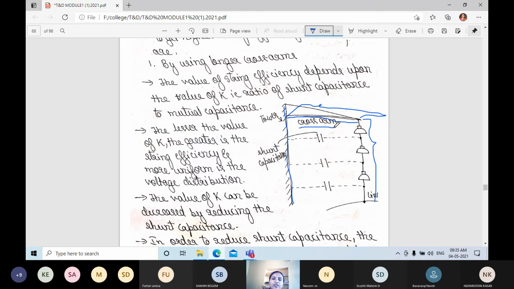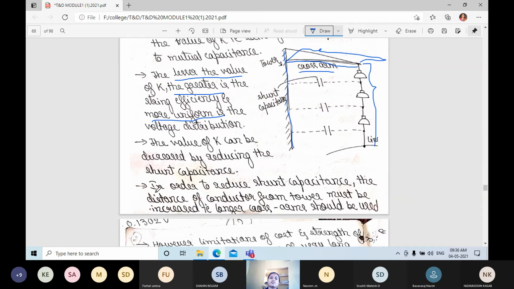The value of string efficiency depends upon the value of K. K is nothing but shunt capacitance to mutual capacitance, that is C1 divided by C. If the value of K is lesser, the string efficiency is greater. As we decrease the value of K, the efficiency will increase, so the voltage distribution is more uniform. They are saying that the lesser the value of K, the greater is the string efficiency and the more uniform is the voltage distribution. So how can the value of K be decreased?